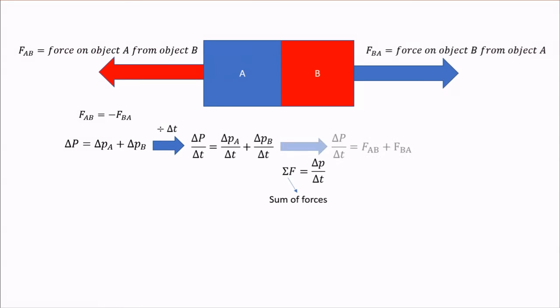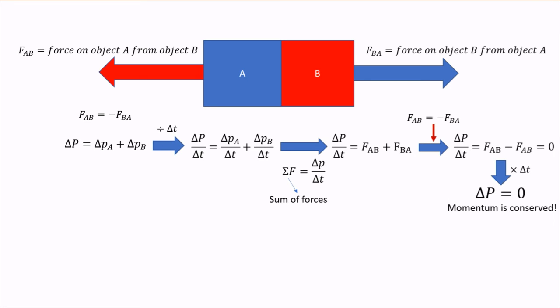So now we can write this equation, where we say that the change in the system's momentum over time is equal to the force that A feels from B plus the force that B feels from A. However, because these two forces are equal and opposite, we can use this equation to rewrite that like this, and we see that the forces cancel. Thus, we are left with a change in system momentum over time equals 0. To make this a bit clearer, we can multiply both sides by delta t, and we see that the change in system momentum is 0. This is the meaning of the conservation of momentum. The system momentum does not change.